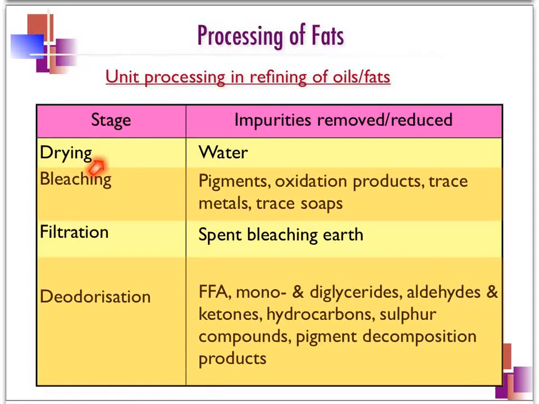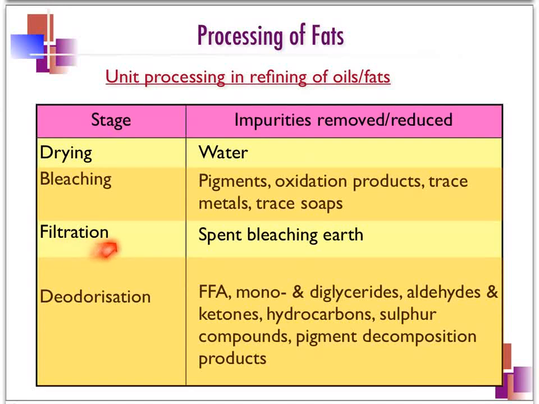Drying stage. Drying is used to remove the water, which sometimes is added during the degumming process. So the water has to be removed to a very, very low level, because the water can promote hydrolysis of the triglycerides in the oil. Bleaching is a process to remove color, the pigments which give the color of the crude oil. And during bleaching we also remove other components, for example the oxidation products, more trace metals, and the trace soaps which result from the neutralization step.